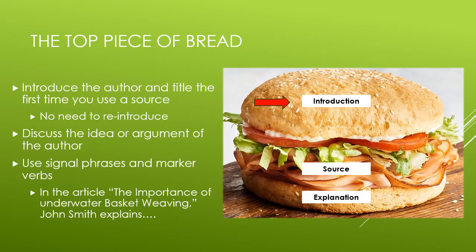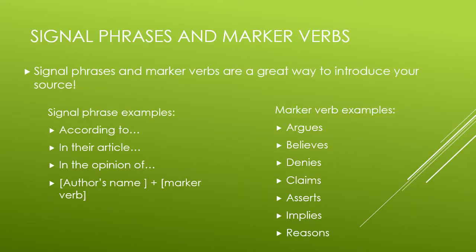Let's discuss the top piece of bread first. Within the introduction, you'll need to introduce the author and the title of the source, whether it's an article, book, or chapter title, the very first time you use it. There's no need then to reintroduce it later on in the essay. Use this section to discuss the idea or the argument of the author, and make sure if you're using a quote that you integrate it into a sentence and don't leave it as a standalone quote. To do this properly, use a signal phrase and marker verbs. For example, in the article, The Importance of Underwater Basket Weaving, John Smith explains, and then lead into the source or the quote. Signal phrases and marker verbs are important tools to introduce your source.